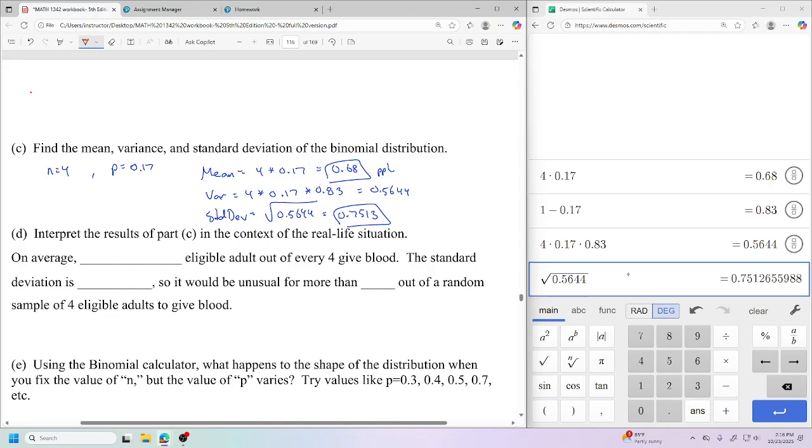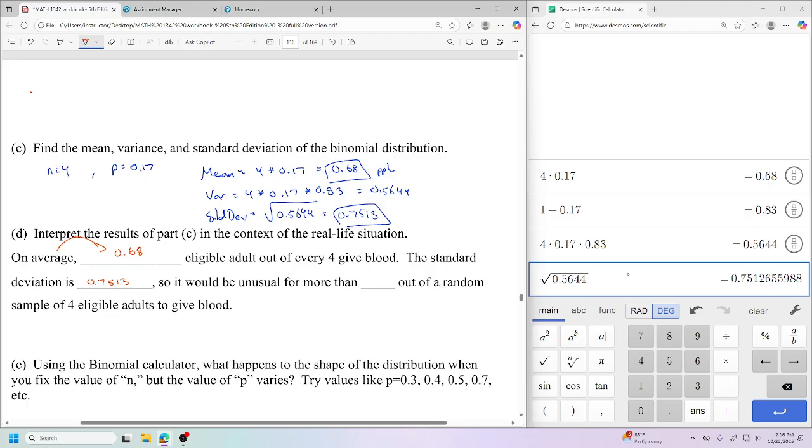Yeah. So it says on average, that's my mean, and that would be that 0.68, or maybe you would do a 1 on the homework if it says a whole number. Standard deviation, 0.7513, and it says it would be unusual for more than blank out of 4.